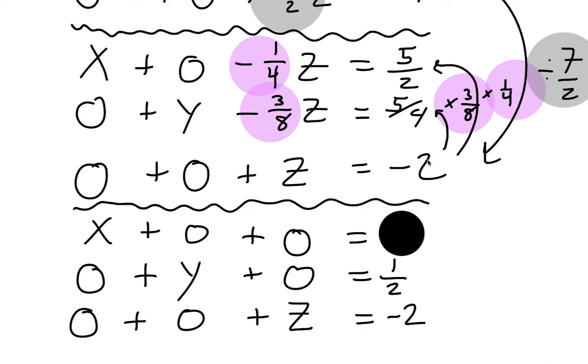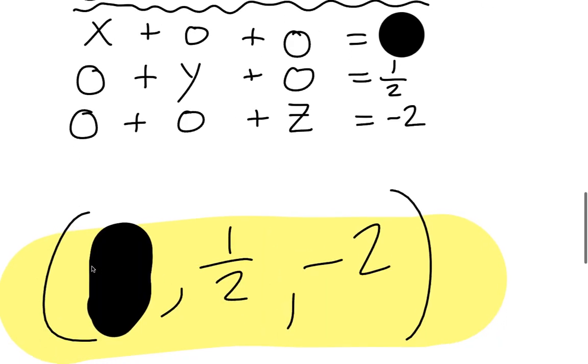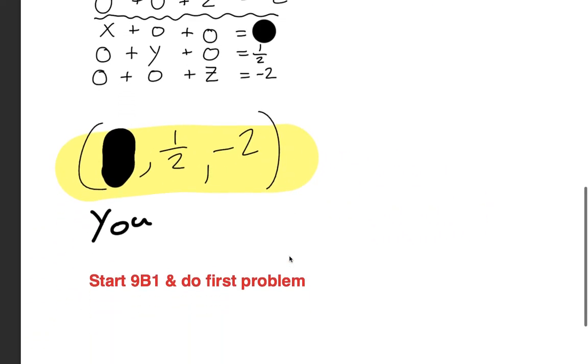I'll do the middle one. Negative 2 times 3/8. I see the negative 3/8, so I multiply by positive 3/8 to get elimination. Negative 2 times 3/8 is negative 6/8, or negative 3/4. Add that to 5/4, and you get positive 1/2. So here's our system, and you can see you can express the solution like this. Boom. I would like you to start 9B1. Go ahead and copy the problem list, do the first problem, and I will see you in class.